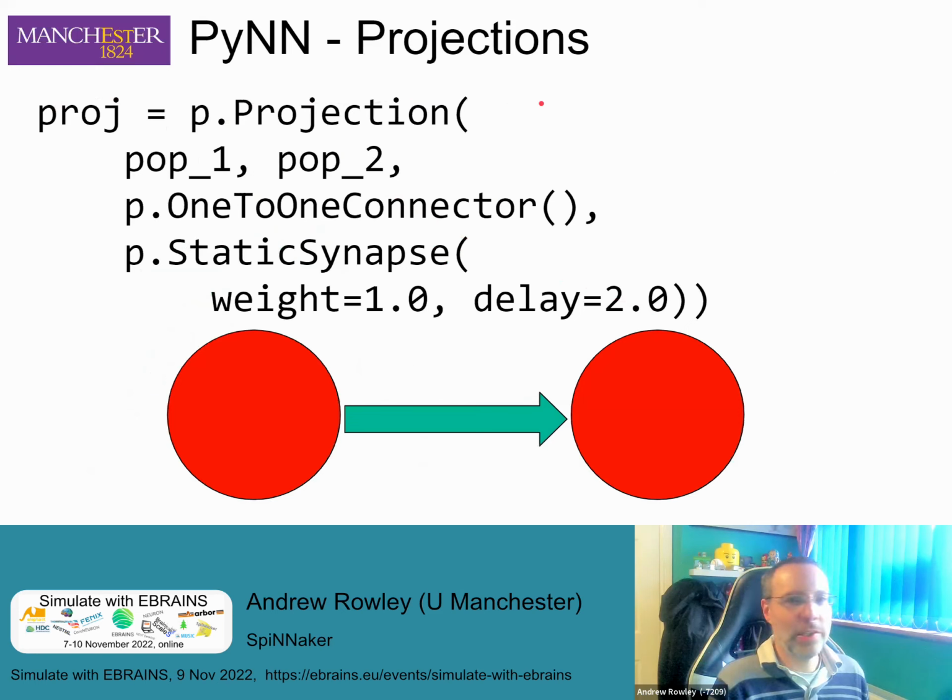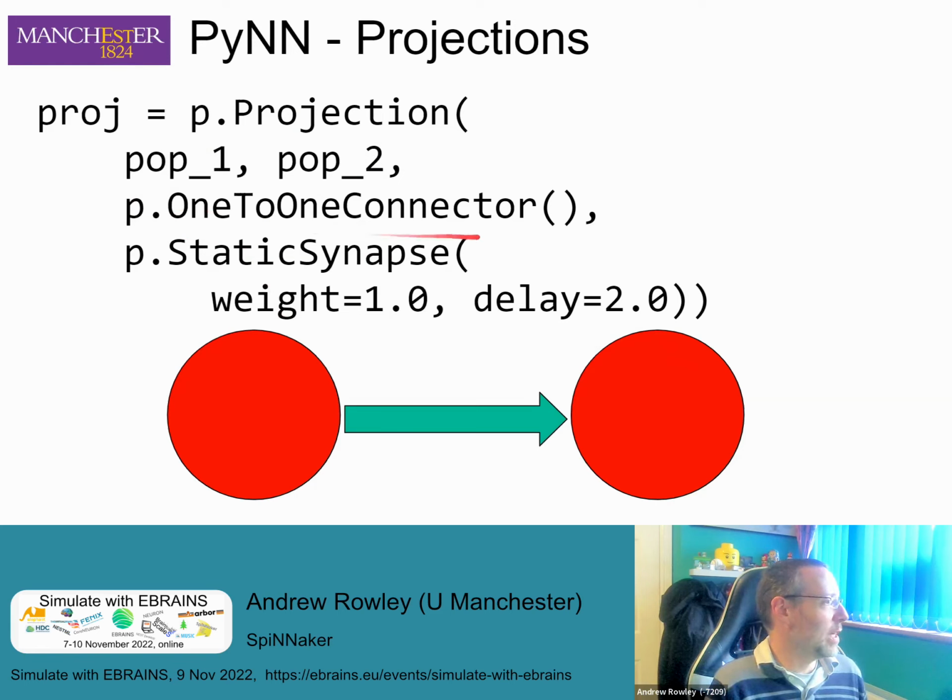Once you've got your populations, you then want to connect them together to make a network. And you do that with projections. That is how PyNN does it. So we specify a source population and a target population. This is a unidirectional connection. You can, of course, make a second projection which connects them back to pop 1, but we haven't done that here. You specify a connector type, which is what you want the connectivity between the neurons in the populations to actually do. And I'll show you a few examples of that in a minute.